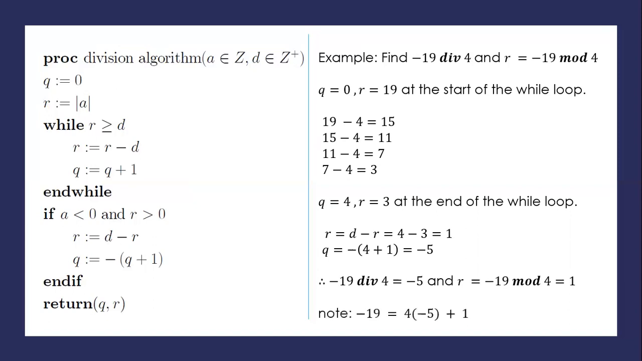Note that this goes all the way back. This is how we would write it using the division algorithm. Negative 19 is equal to 4 times the negative 5 plus 1. The remainder has to be positive.